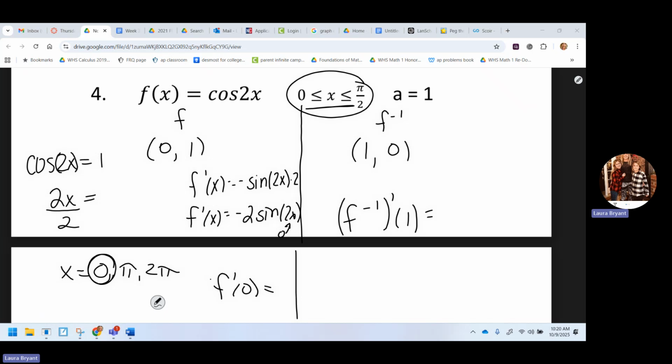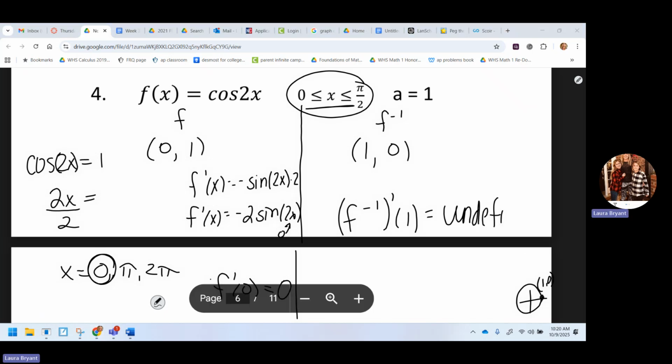Cosine of 0 is 1. So at that angle, the ordered pair is 1, 0. Cosine is X, sine is Y. Yep. Okay, so my original derivative is 0, which means my inverse derivative, flipping that over, would be undefined. It'd be 1 over 0, and we can't divide by 0.